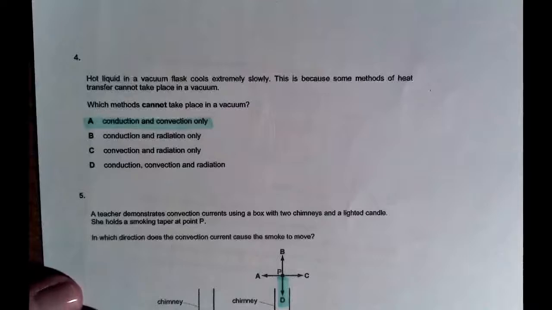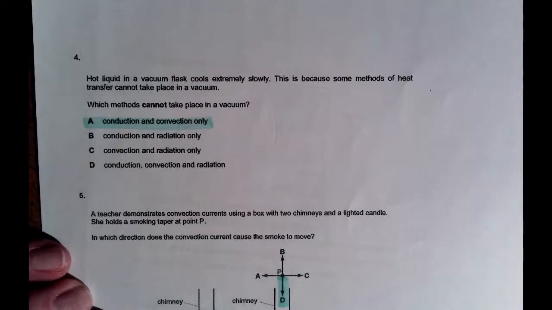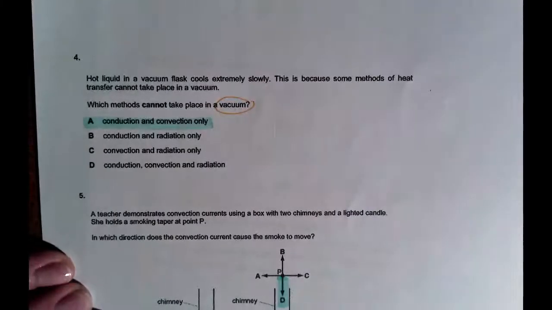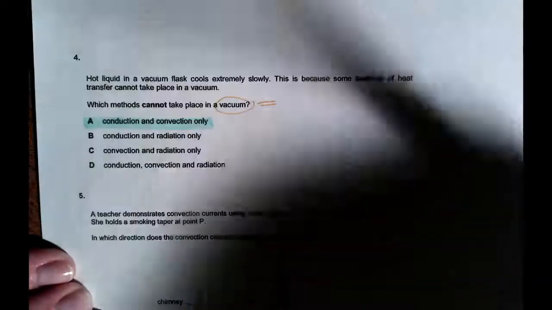Okay, number 4 then. Hot liquid in a vacuum flask cools extremely slowly. This becomes because some methods of heat transfer cannot take place in a vacuum. Okay, the key word here is a vacuum. Now what we mean by this is empty space with no particles. Okay, so there are no particles in a vacuum.